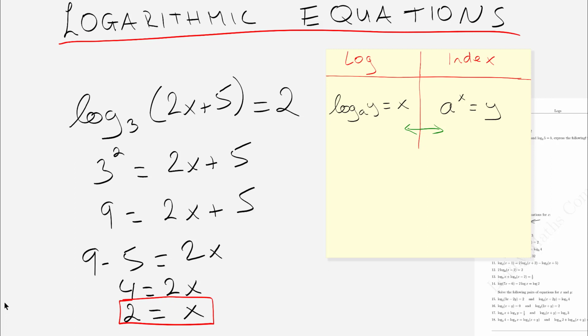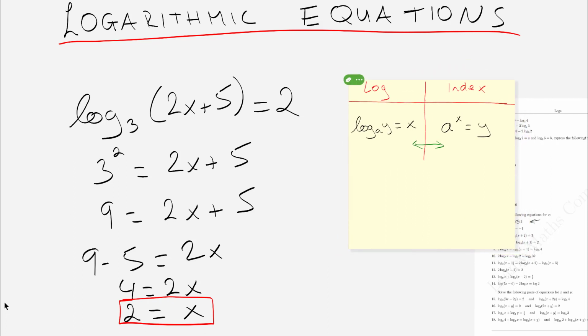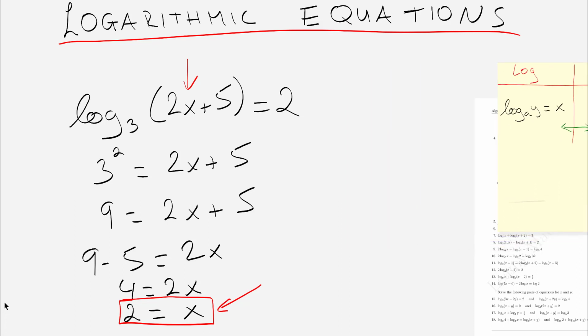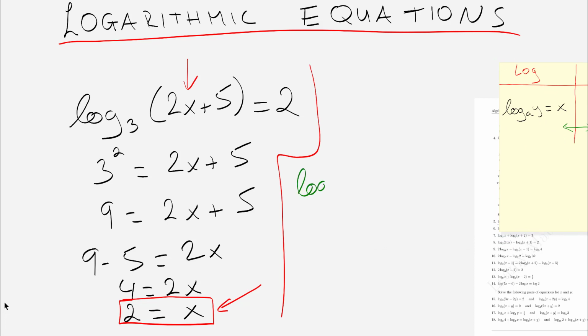Now, the thing you have to remember is you cannot get the log of a negative value. So when we have our x equals 2 here, we just have to check whether that is a possible solution. We look back at our question and fill in 2 for x. I've got log to the base 3 of 2 times 2 plus 5, so that's log to the base 3 of 9. So it's okay, and we know that does equal 2, so our answer in this case is correct.